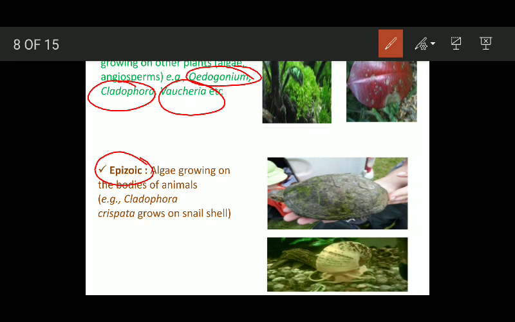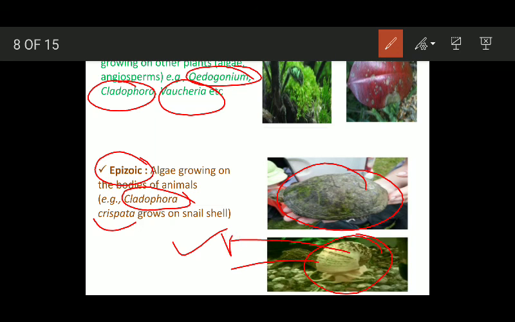Now epizoic. Those algae which grow on the bodies of animals are known as epizoic algae, and an example is Cladophora crispata, which grows on the shells of snails. Here you can see Cladophora crispata growing on the shells of snails. Here you can see this is the shell of a snail. It is being occupied by the thallus of Cladophora crispata, or you can say it is being invaded by Cladophora crispata.